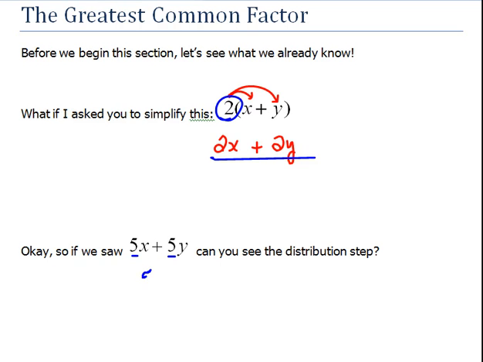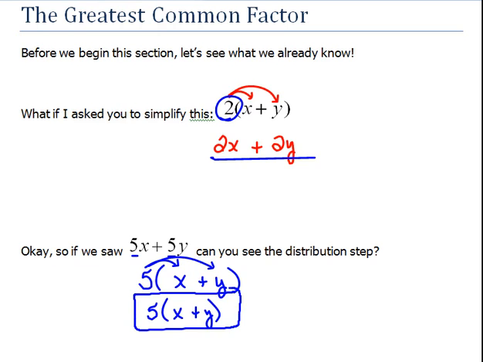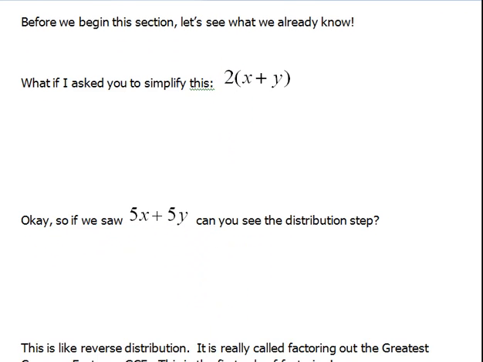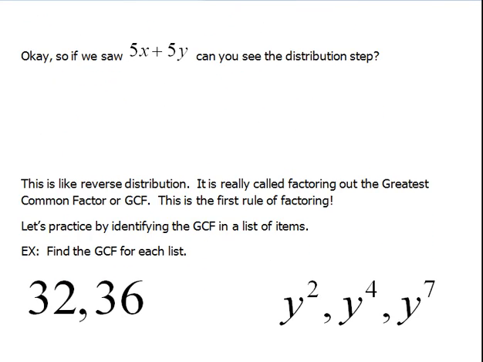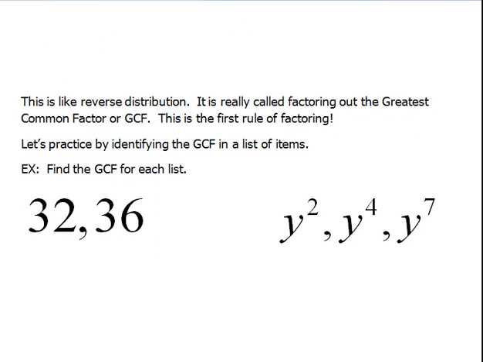Well, if we were to pull that out, then we could say, all right, what would you have to multiply to 5 to get 5x? And that would be an x. And then what would you have to multiply to 5 to get the 5y? Well, that would be a positive y. So the reverse distribution for this would look like 5 times x plus y. All right, we're going to use that as we work on our beginning parts of factoring.